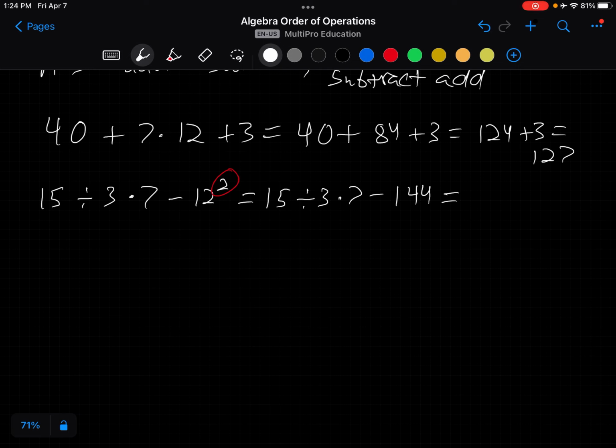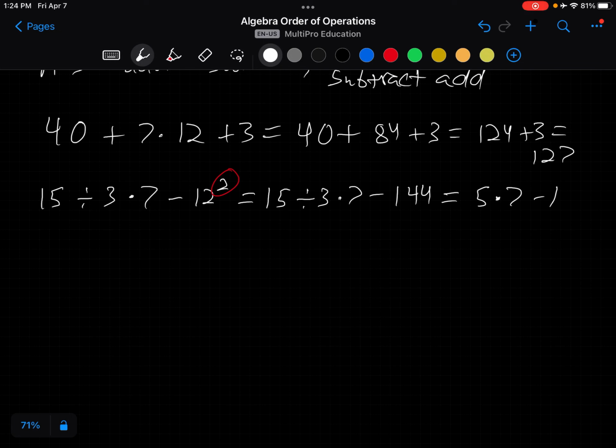And so do we have any other exponents? No other exponents. Okay. So is there any multiplication or division? Yes, there's both. Which one do we do first? The one on the left, because we go from left to right. So 15 divided by 3 is 5.